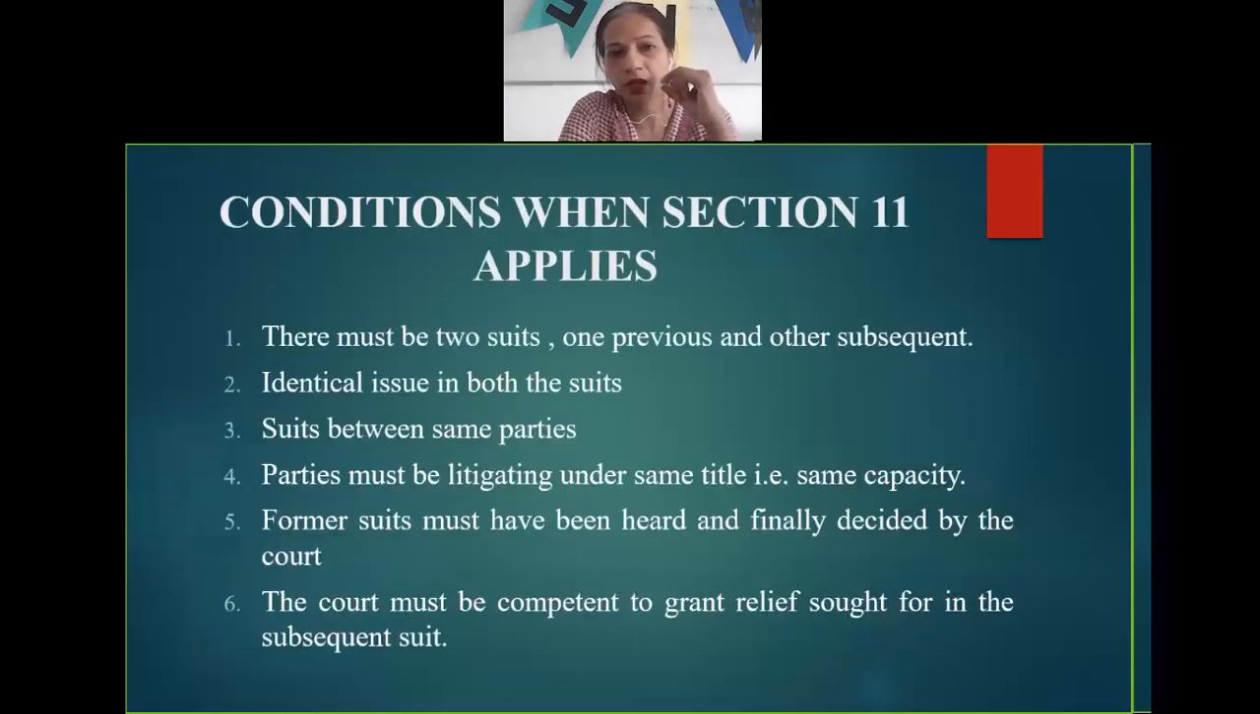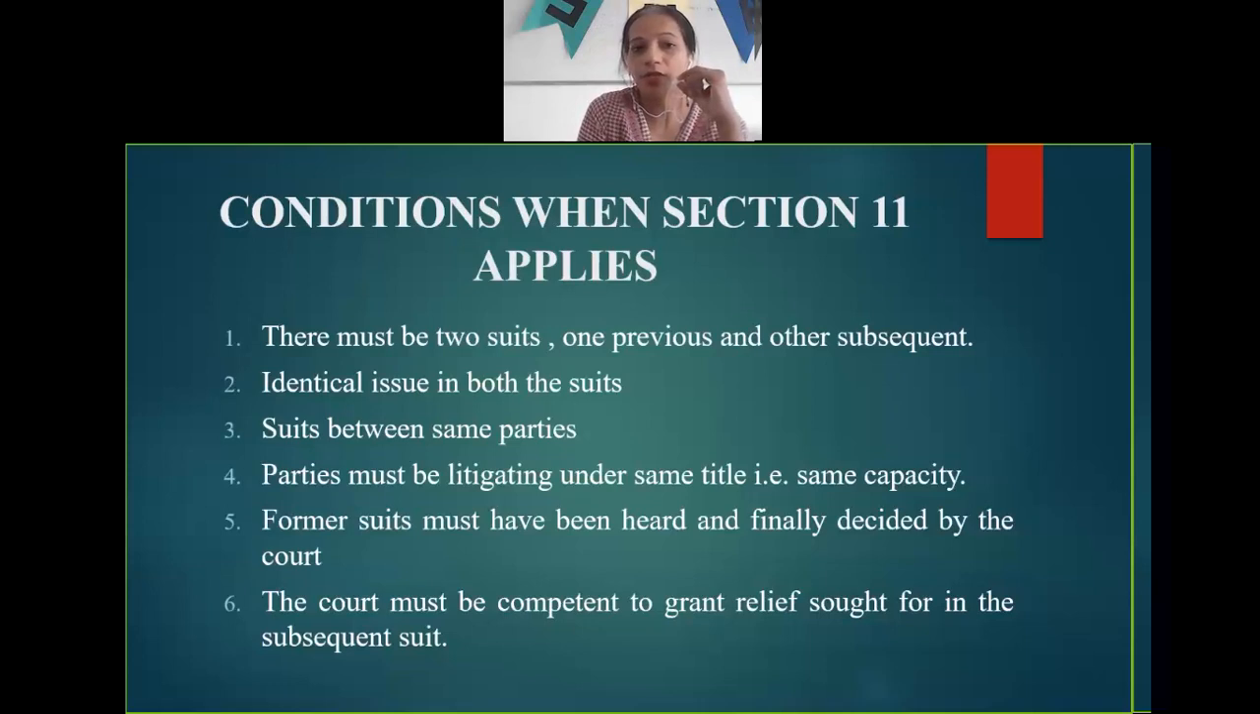So now let us see what are the conditions when section 11 applies. There are certain conditions. Only under the existence of these particular conditions would we say the doctrine of res judicata will apply. Now what are these conditions? Let us see one by one. First, there must be two suits, one previously filed and the other subsequently filed. So there must be two suits, one previously instituted and the other subsequently instituted.